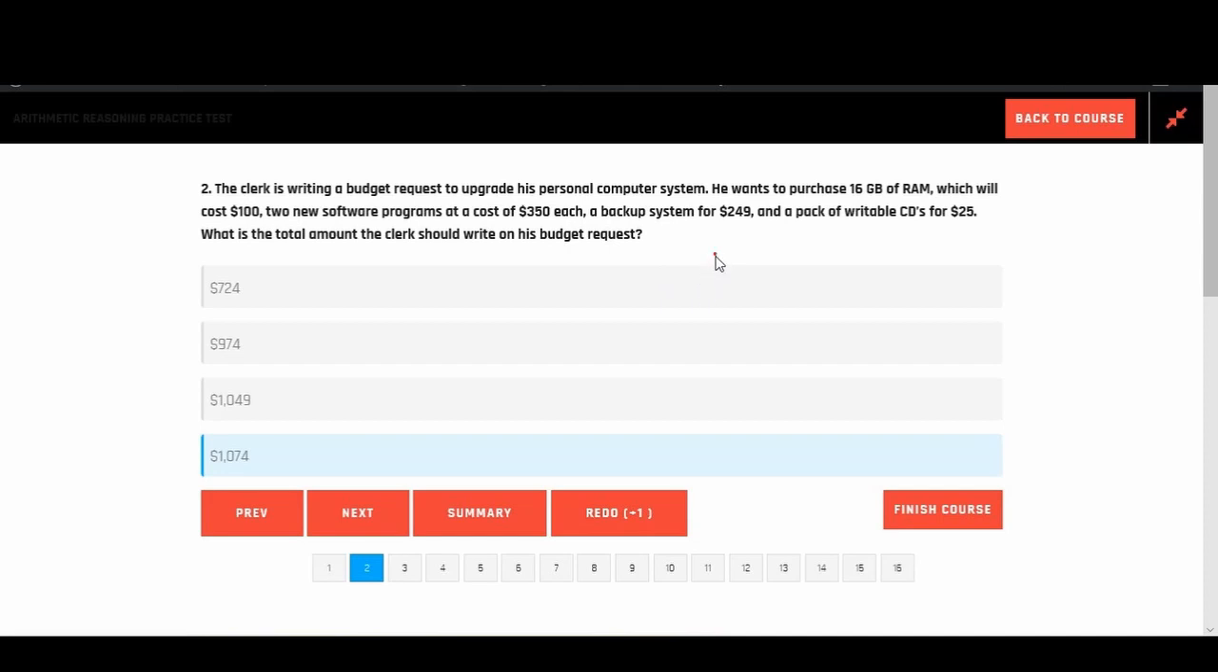So we know the RAM is going to cost $100. The software is $350 a piece, and he wants to buy 2 of them, so that's 2 times 0, that's 0. 5 times 2, that's 10, carry the 1. 3 times 2 is 6, plus 1 is 7. So those 2 new pieces of software are going to cost $700.